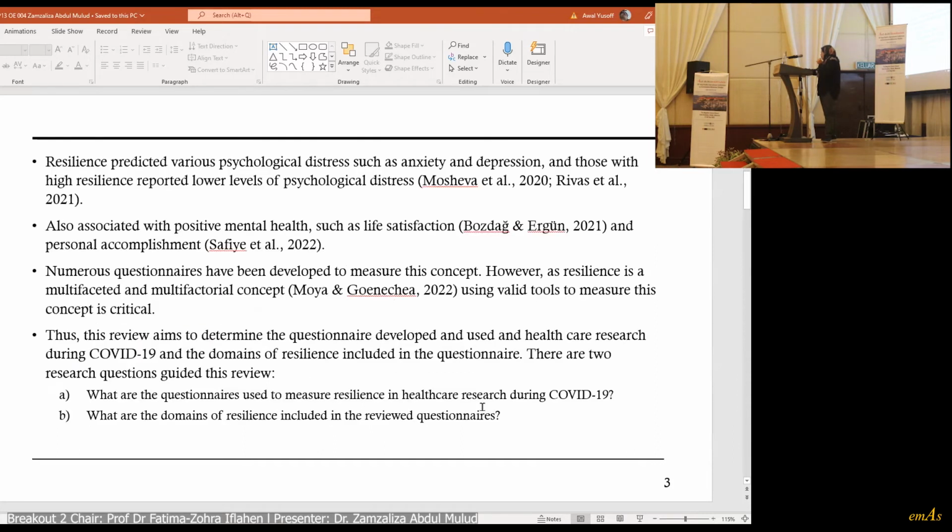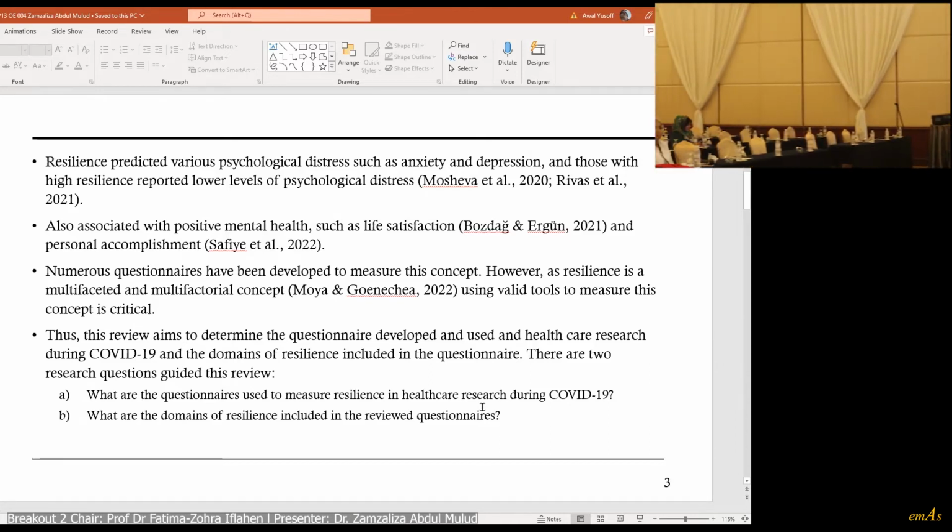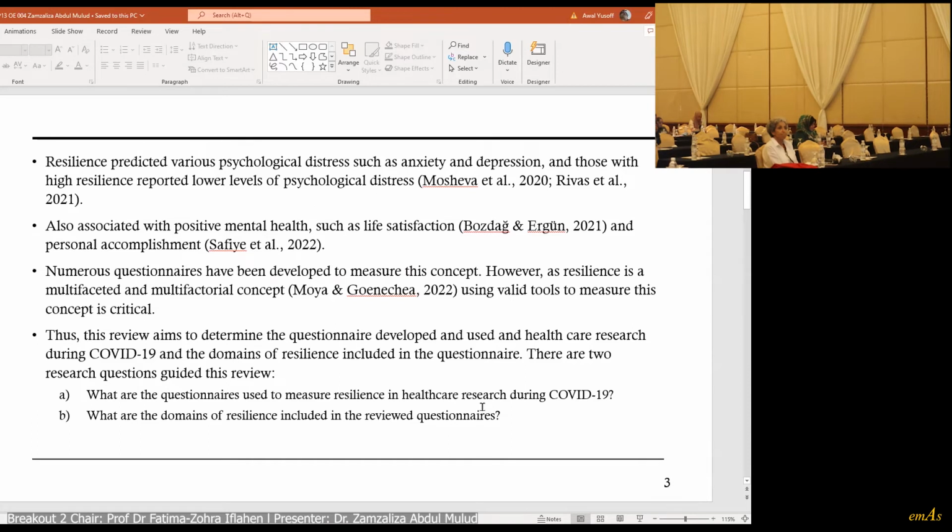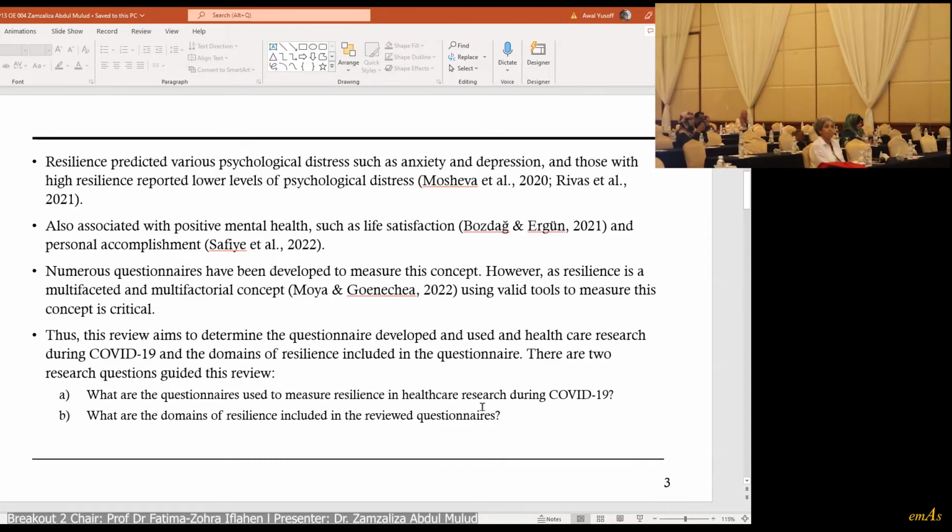Resilience predicts various psychological distress such as anxiety and depression, and those with high resilience reported a lower level of psychological distress. Resilience is also associated with positive mental health such as life satisfaction and personal accomplishment. To measure resilience, because it can be confused with other concepts such as hardiness, previous authors have developed numerous questionnaires to measure this concept.